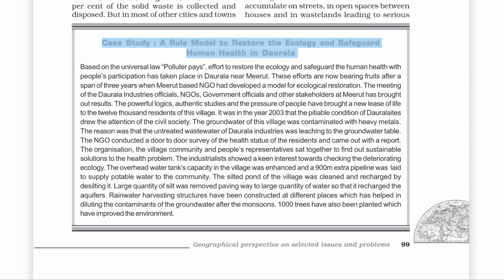Case study. A role model to restore the ecology and safeguard human health.